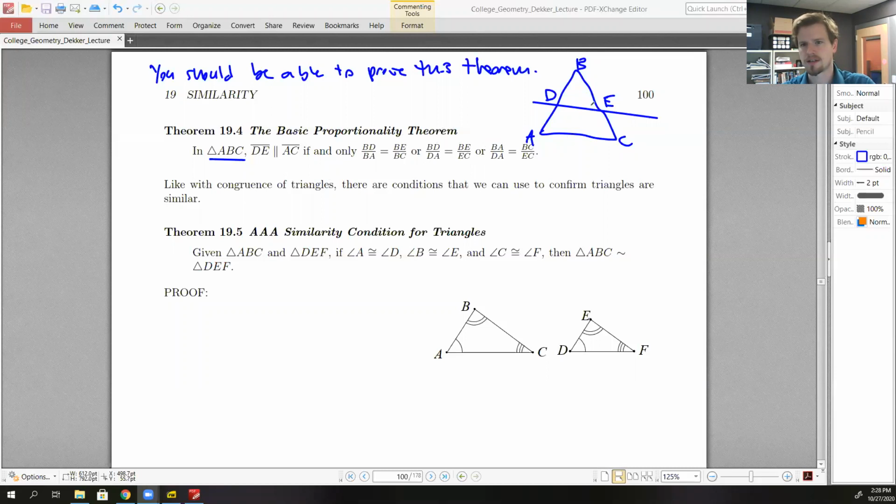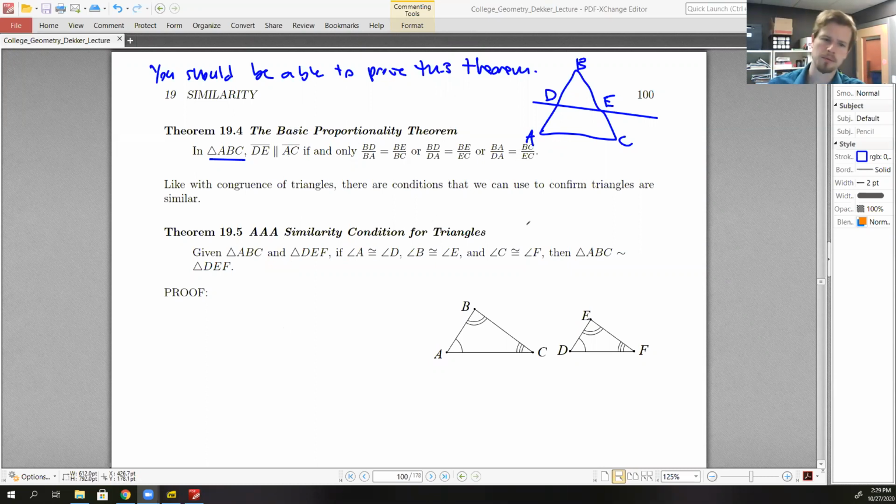I think what we'll end up doing is using the parallels to get the equality of these ratios, at least in the proof of this theorem. So just keep that in mind. Once you have parallel, you can use any one of these that you like, and as soon as you have any one of these, you may conclude a parallel.